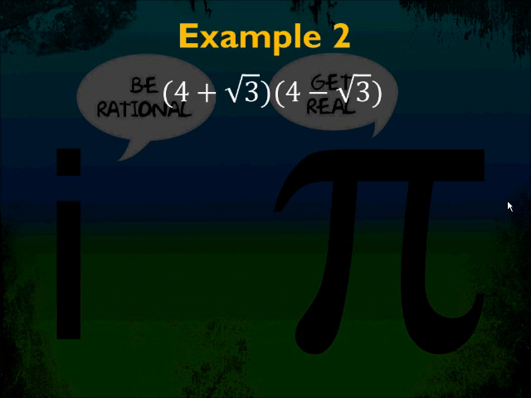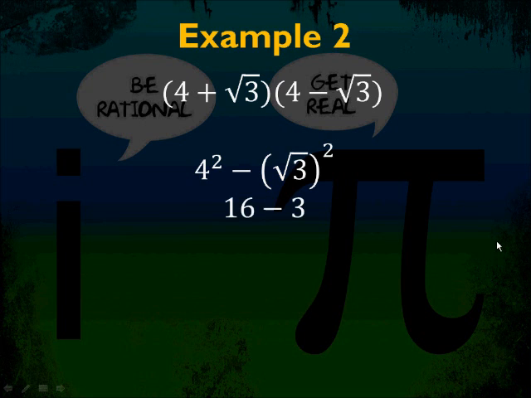So, for example 2, we have a simple binomial with radicals, 4 plus root 3 times 4 minus root 3. And just like you did when we had x's and y's, you are going to use FOIL. If you do that and you simplify, you use the difference of squares. 4 squared minus radical 3 quantity squared. That's 16 minus 3, or 13. So 4 plus root 3 is the conjugate of 4 minus root 3. By multiplying them together, you get rid of the radical and you get a whole nice integer.